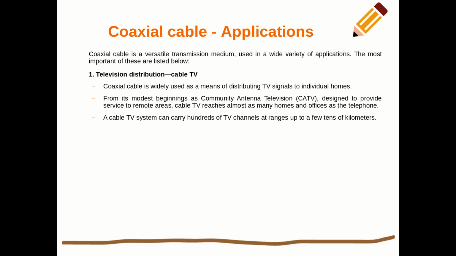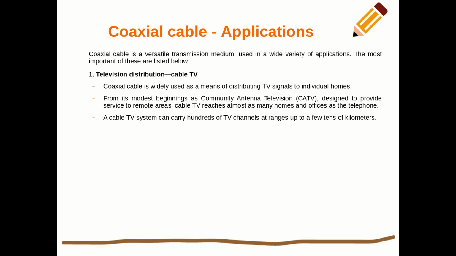The very first application, which we are all familiar with, is television distribution, the cable TV. Coaxial cable is widely used as a means for distributing TV signals to individual homes. From its modest beginning as community antenna television, CATV, this is the initial form of coaxial cable when it started to be used as a means of communicating the cable TV signals.